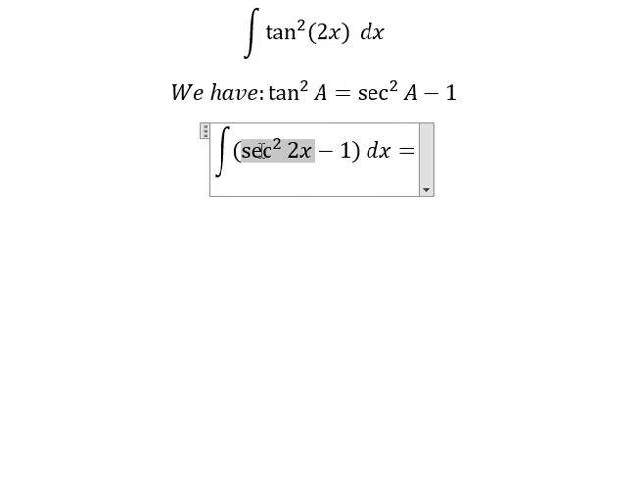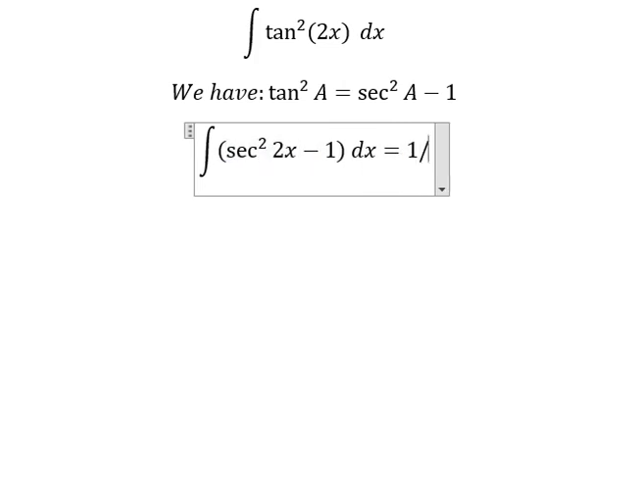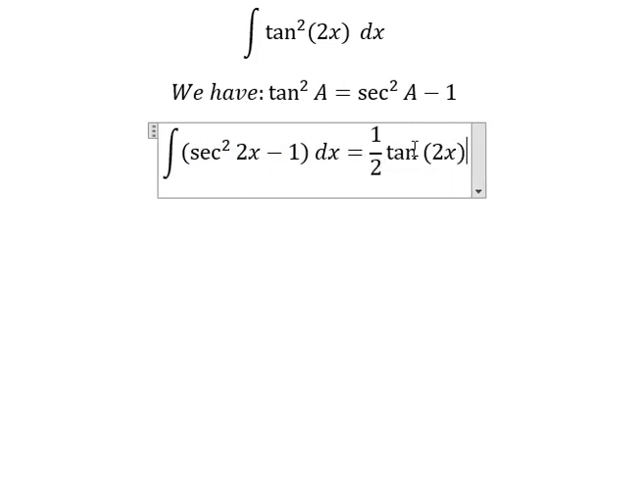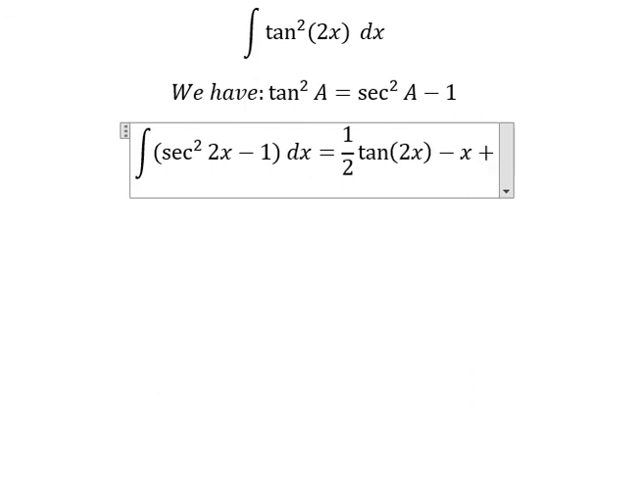The integration of this one, we have 1 over 2 tan 2s. The integration of number 1, we have s and we put plus c.